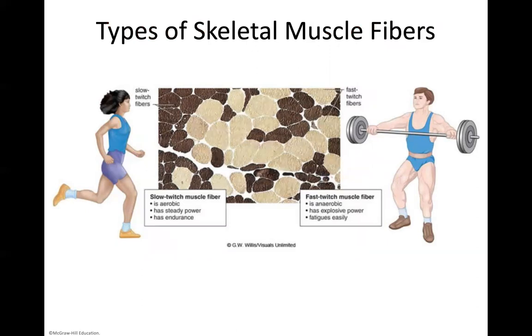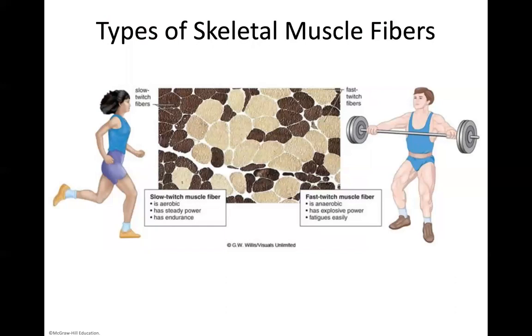So the slow twitch muscle fibers, shown there on the left and in the darker color in this cross section of a muscle, these are slower, they're less powerful, they operate over long periods without fatigue, and they're fueled by oxygen, so they're aerobic. So they have steady power, they have endurance.